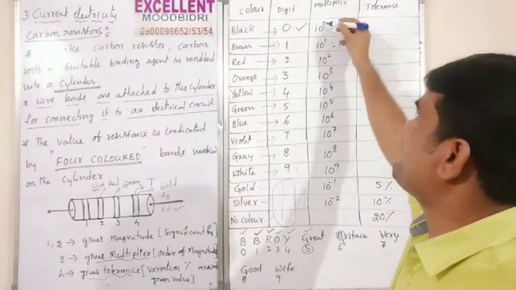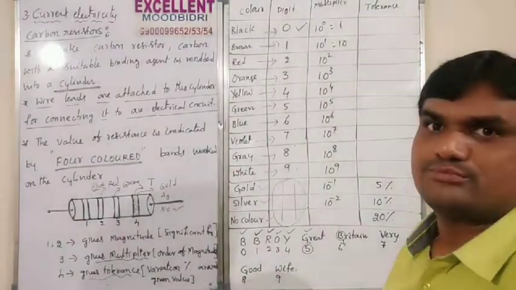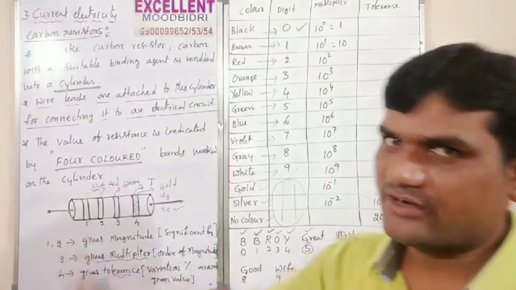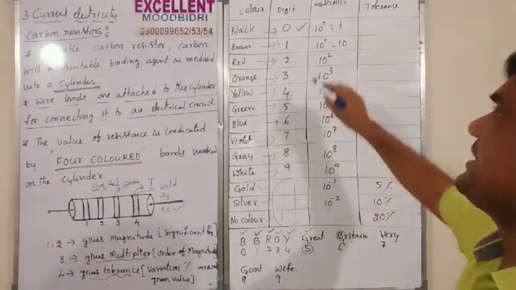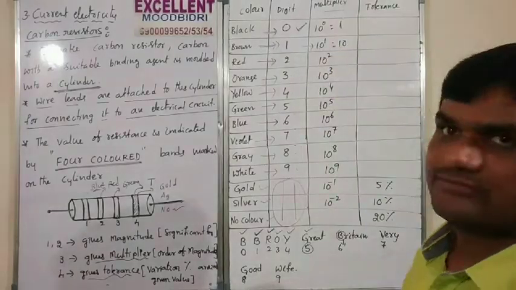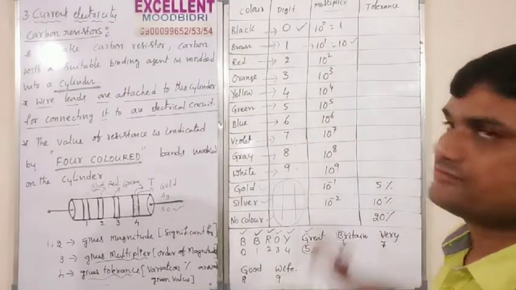10 power 0 is equal to 1. Multiplier purpose, so later I will give examples. Okay, next, brown. Brown multiplier is equal to 10 power 1. 10 power 1 means 10 only.